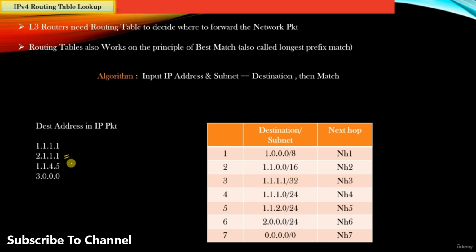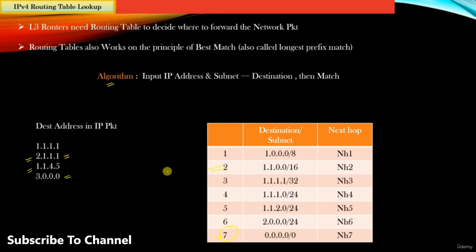Similarly, if a packet with the destination IP address 2.1.1.1 comes, then the route which will be used to forward such a packet will be the default route, that is route number 7. There is no other route in this routing table which matches with this destination IP address as per this algorithm. Similarly, if a packet comes with the destination IP address 1.1.4.5, then the longest prefix match based route will be route number 2, which will be used to forward this packet. And for the packet with destination IP address 3.0.0.0, obviously the default route, that is route number 7, will be used to forward this packet. Alright.